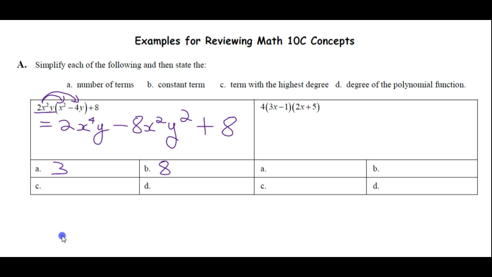Term with the highest degree. What is the degree of this term? 5. What is the degree of this term? 4. What is the degree of this term? 0. If there's no variable, it's degree 0. So the constant term will always be of degree 0. Otherwise, we add the exponent. So 2 plus 2 is 4. And here 4 plus, what's the exponent when there's no exponent written? 1. 4 plus 1 is 5. 5 is bigger than anything. So the term with the highest degree is 2 x to the 4th y.